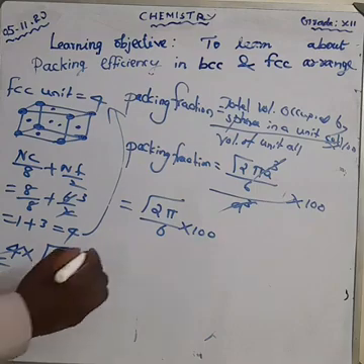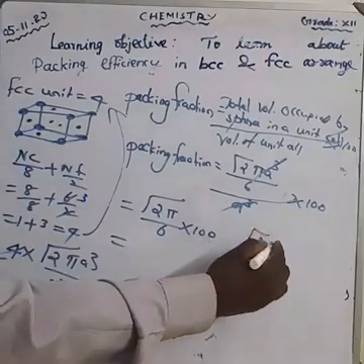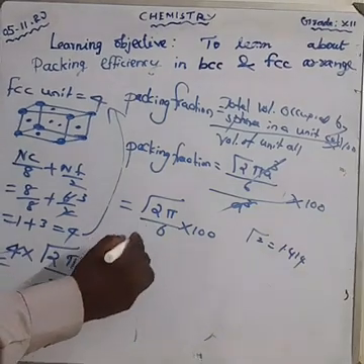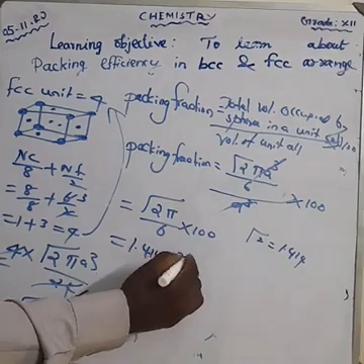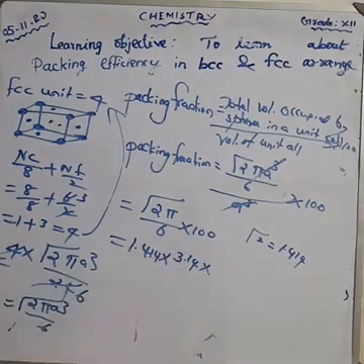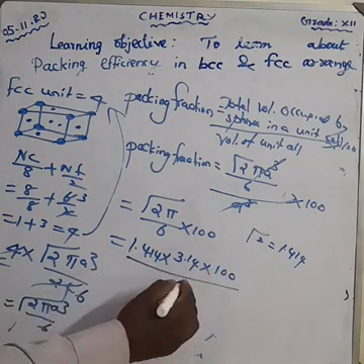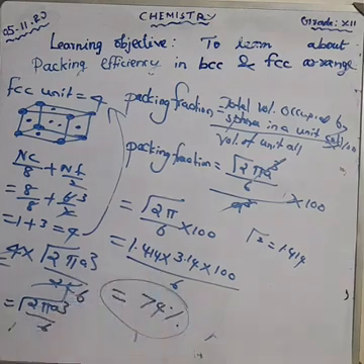Clear. So you should know the value of root 2. Root 2 is equal to 1.414. So we get root 2 value 1.414 into the value of pi, 3.14, into 100 divided by 6. The value is approximately equal to 74%. This is the packing efficiency for FCC. How many percent? 74%.